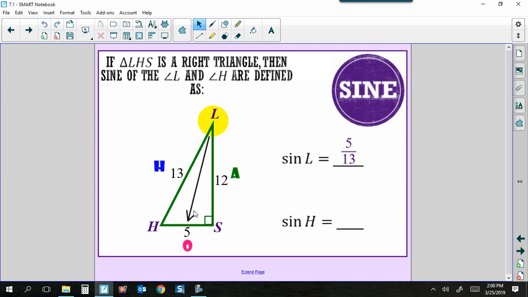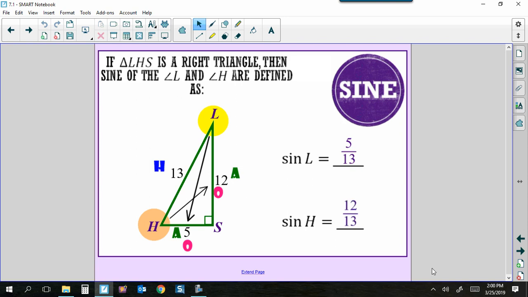Now here's where the second color comes in. I would now do the same exact thing but from angle H in a second, different color. From angle H, 13 is still my hypotenuse, but now the 12 is opposite and the 5 is adjacent. So the sine of angle H is 12 over 13.